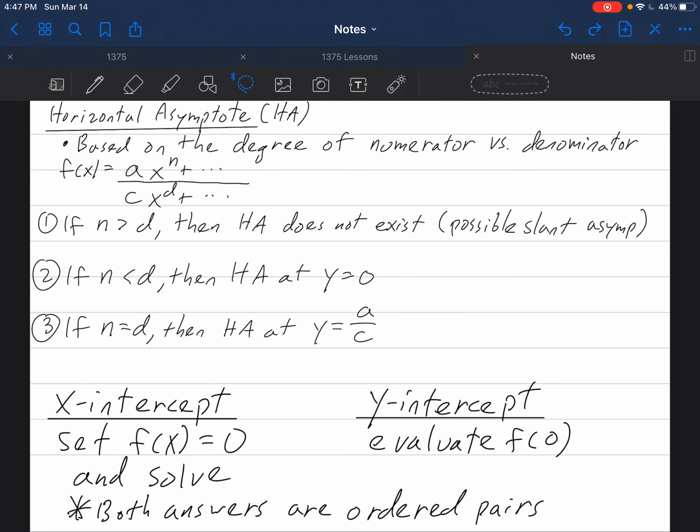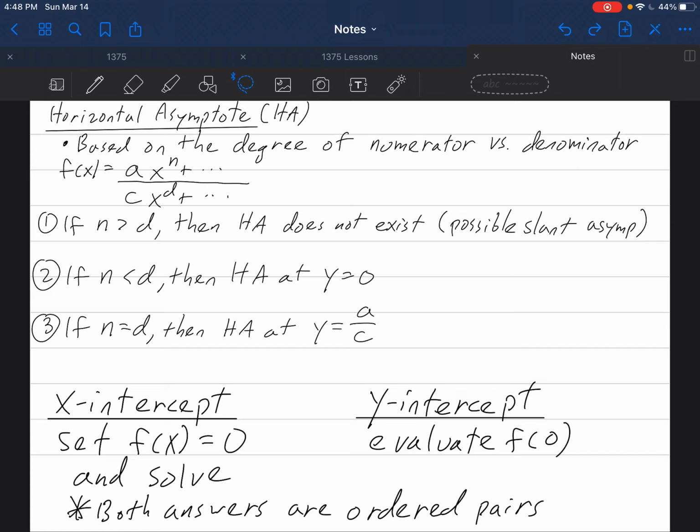Two more things about the rational function are the x-intercept and the y-intercept, with the same basic locations as for regular lines, parabolas, or polynomials. An x-intercept is where the curve crosses the x-axis, and you can identify it by setting f of x, your function, equal to 0 and solving. A y-intercept is the point where the graph crosses the y-axis, and this can be obtained by evaluating f of 0. That's plugging in 0 for x and then evaluating.